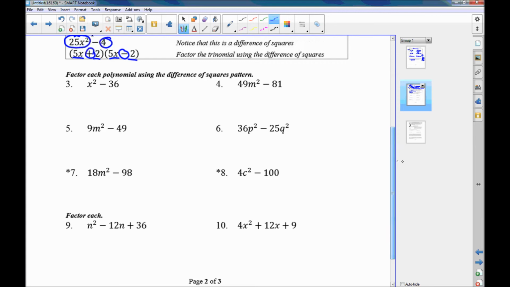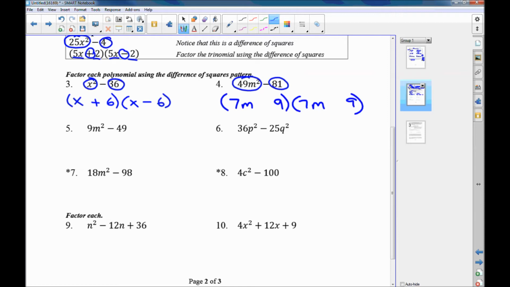Okay. All right, so number 3 here, we have x squared minus 36. So this is a perfect square, and then we're subtracting another perfect square. So we take the square root of the first, which is x, the square root of the second, which is 6. We write that twice, and then one gets a plus, one gets a minus. Okay, same thing for number 4. This is a perfect square, I can square root it, and this is a perfect square, I can square root it. So this would be 7m and 9, and we write it twice. One gets a plus, one gets a minus.